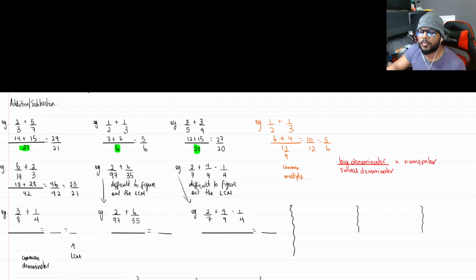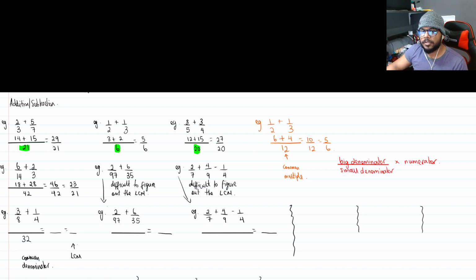So 3 over 8 plus 1 over 4. I mean, we know that our LCM is 8. But I want to work it out using a common denominator. If I want to figure out what the common denominator is, I need to multiply the two denominators by each other. 8 by 4 is 32. And by all means, if you want to work it out using an LCM, no problem. But this method will help in every single type of addition or subtraction of fractions, whether it be regular fractions or algebraic fractions.